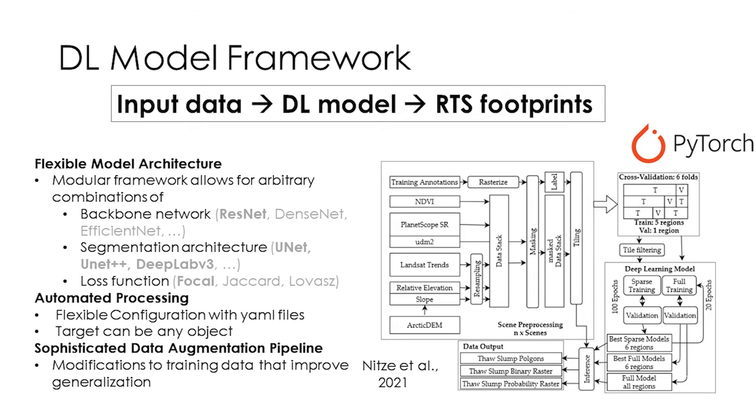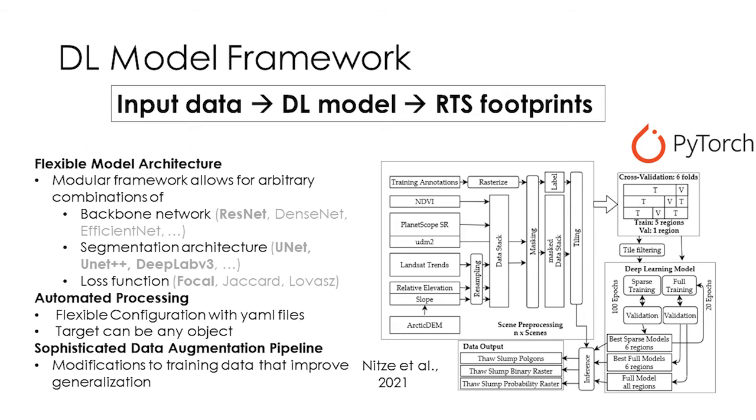For our analysis and purposes, we created an automated deep learning model framework based on PyTorch, where we feed in our input data, train the model, and run the inference at the end and receive retrogressive thaw slump footprints. This framework allows us to choose a flexible model architecture, so we can use combinations of different backbone networks, segmentation architectures, but also the automated processing and configuration with YAML files.